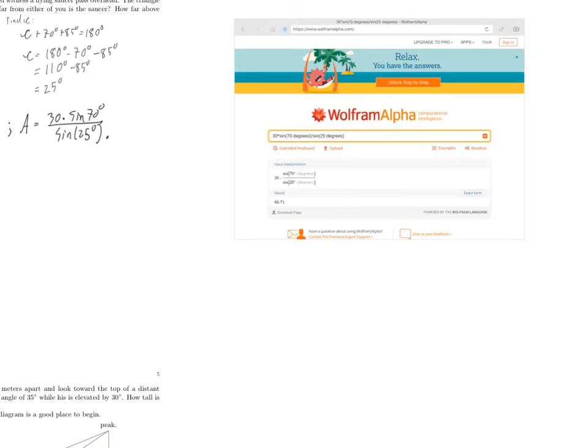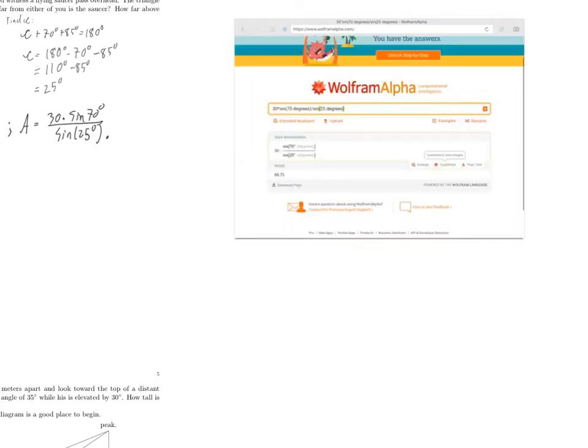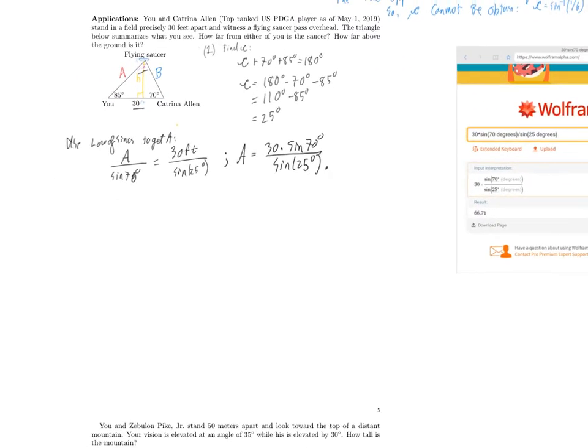So we can approximate that. This is not the exact value, 66.71. We could get more digits if we wanted to. Well, there's the approximation, 66.71. And let's put the units back. This is in feet. So the distance from you to the flying saucer is about 66.71 feet.